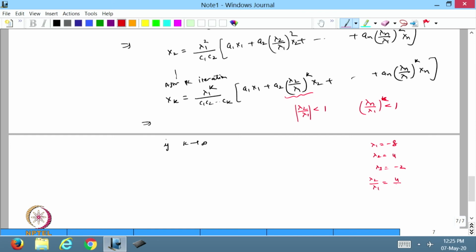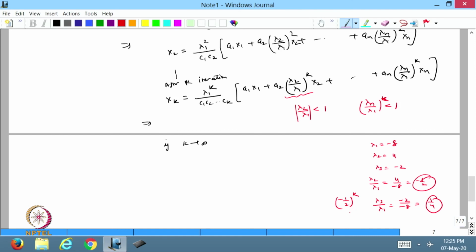So, I will take lambda 2 over lambda 1. It is 4 over minus 8, this is minus 1 by 2, right. Now, lambda 3 by lambda 1 is minus 2 by minus 8, so it is 1 by 4. That is also less than 1 in magnitude. So, both values are less than 1 in magnitude. Now, what will happen if I take minus 1 by 2 power k?